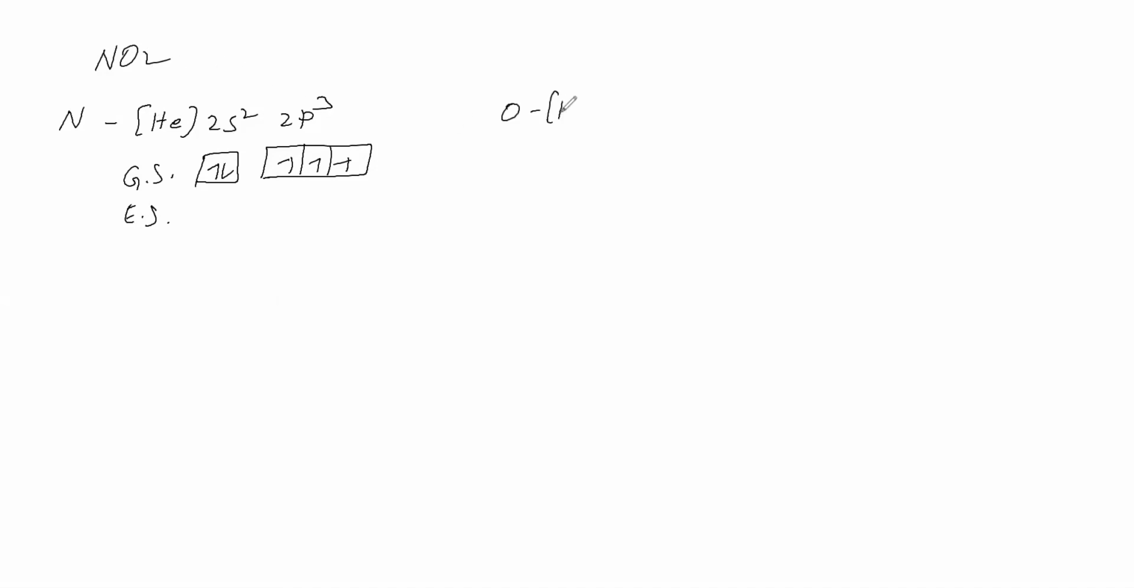Oxygen atom's electronic configuration is helium 2s2 2p4. So 2s we will write like this, 2p we will write like this. Oxygen has two unpaired electrons, therefore it can form two bonds. That means it is in need of two electrons, because it has two unpaired electrons.